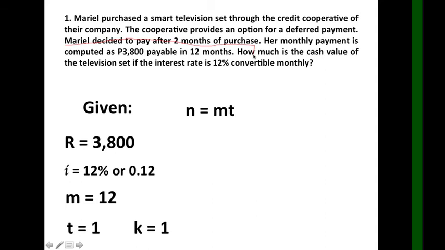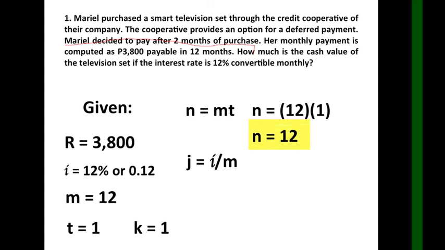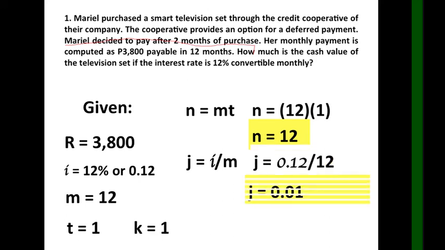For n equals m times t, that is m, 12, and t is 1. So, we have 12. For j, i over m, i is 0.12 and m equals 12. So that is equal to 0.01.